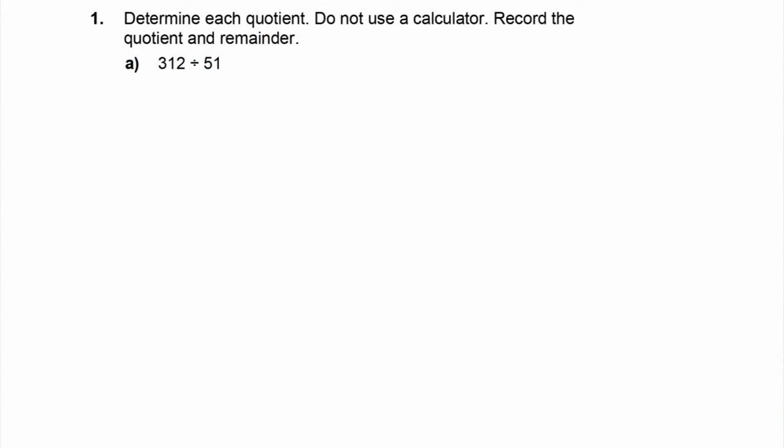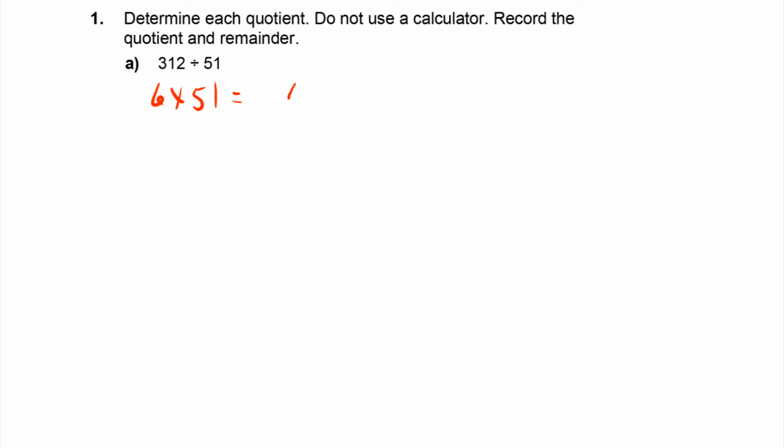To solve this problem, the first thing I'm going to do is notice that 51 and 312 have a relationship similar to 5 and 30. My first thought is, to get from 5 to 30, you multiply by 6. To get from 50 to 312, maybe that's also going to start with 6. So I'm going to start off by looking at what 6 times 51 is.